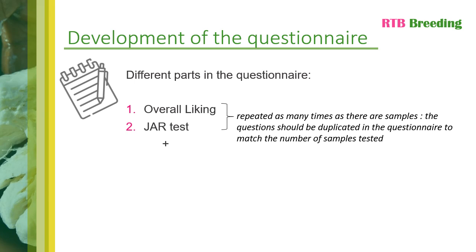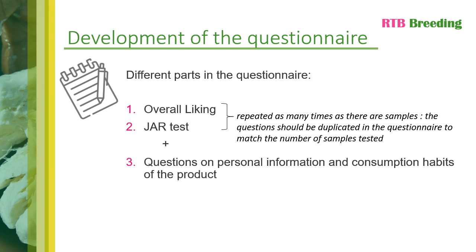These first 2 parts are repeated as many times as you have samples. In other words, if the consumer tests 4 samples, they will be asked the overall liking question 4 times and the same jar test question 4 times.